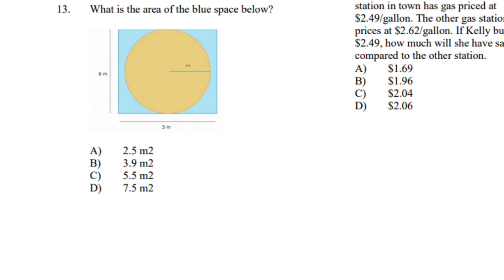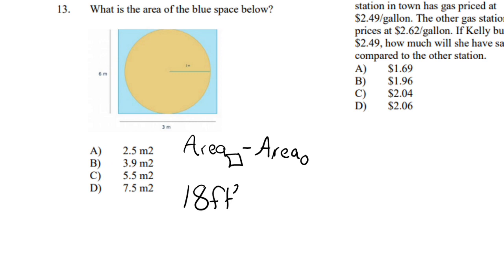What is the area of the blue space below? The way that we find the area of the blue space is we need to find the area of the square and then subtract the area of the circle. The area of the square is going to be 6 times 3, which is 18 feet squared. And we're going to subtract that by the area of the circle. So the radius of the circle is 2. So this is going to be pi times 2 squared. This will give us 18 minus 4 pi.